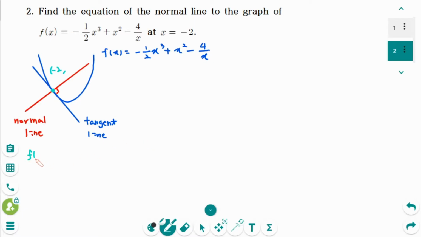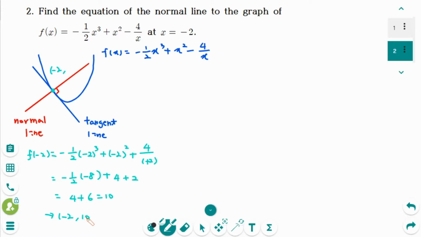So f of minus 2 equals minus 1 over 2 times (minus 2) cubed plus (minus 2) squared minus 4 over minus 2, equals minus 1 over 2 times minus 8 plus 4, make positive, plus 4 over 2, which is 2, then 4 plus 6, which is 10. f of minus 2 equals 10 means (minus 2, 10). So the y value is 10.